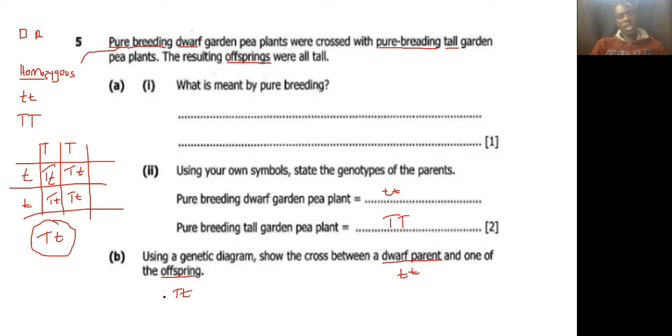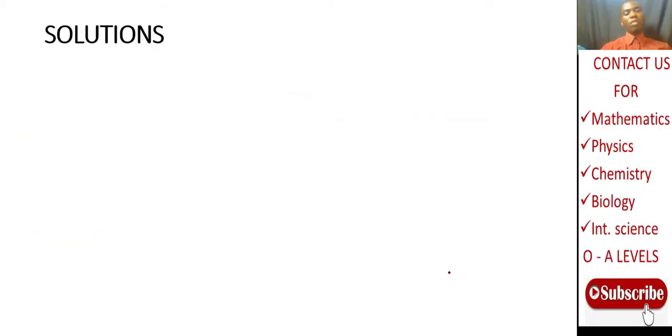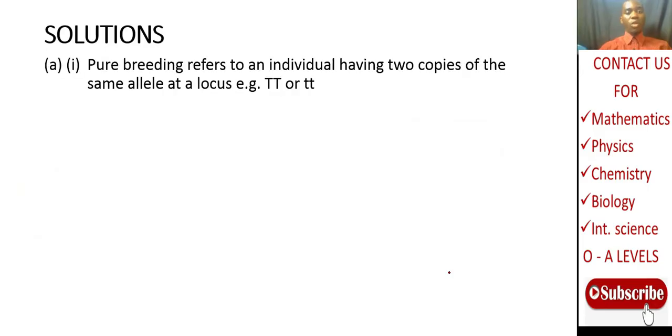So these are the two that we are crossing, and O is 5. Let's see how we can perform the crossing. Just a reminder, the correct answer for question A was supposed to be written like this. A pure breeding refers to an individual having two copies of the same allele at a locus. For example, this is what has been given. So that is the answer you're supposed to fill in there.